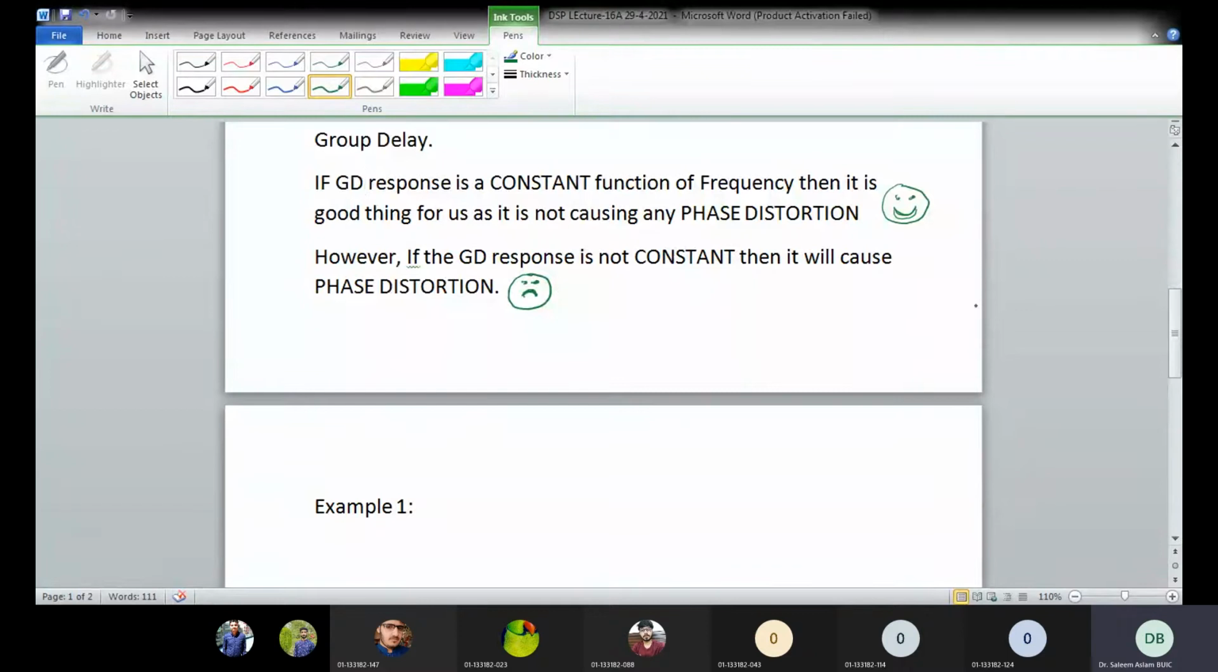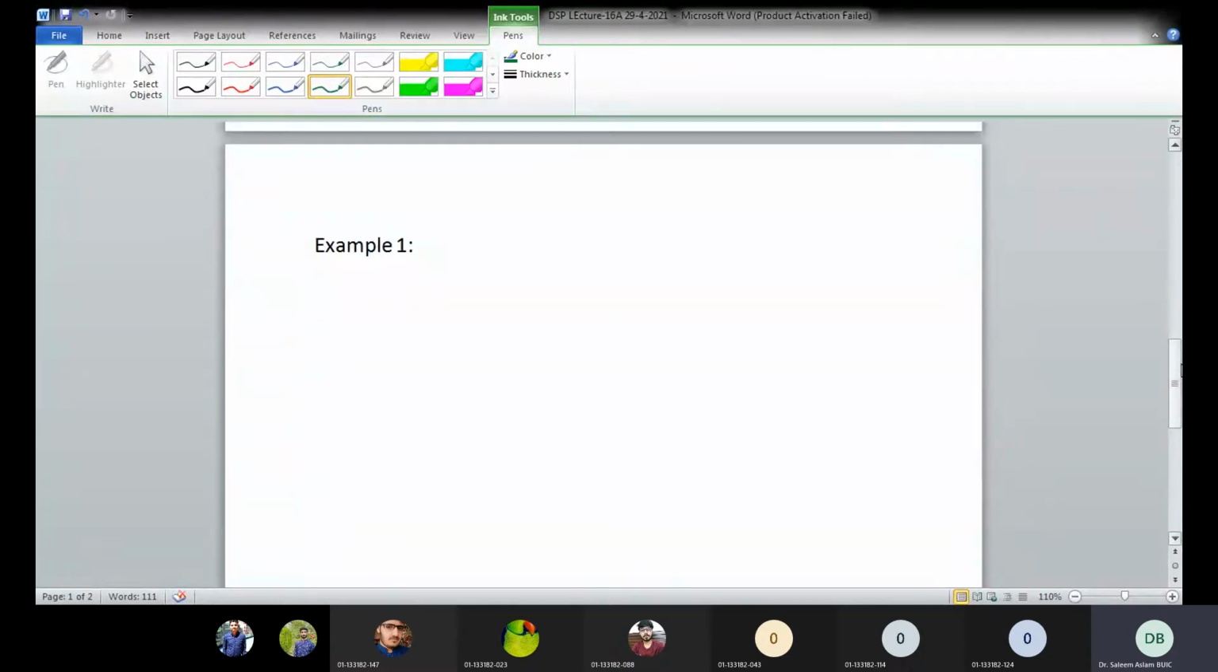Okay, so let's solve an example together. Let's consider a system. This is the time domain, and let's consider this is the frequency domain.